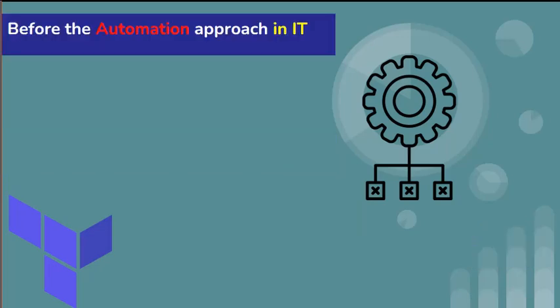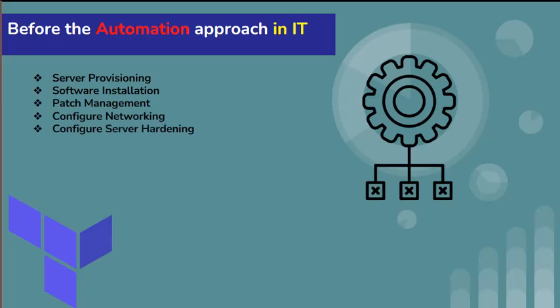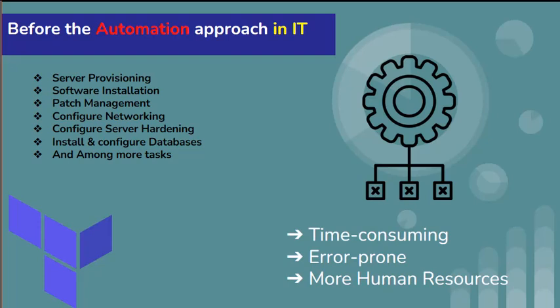So before automation in IT, many routine tasks were performed manually by IT professionals. This includes tasks such as server provisioning, software installation, patch management, configuring networking, server hardening, installing and configuring databases, and many more tasks, right? All this manual process was very time consuming, error prone, and often required significant resources to complete. As a result, the IT team spent much of their time on these mundane tasks rather than focusing on more strategic initiatives, right?